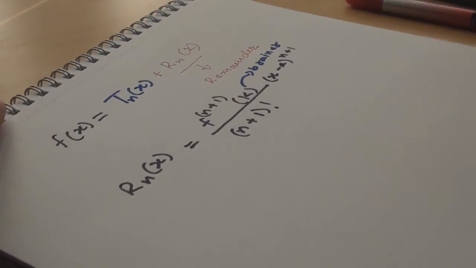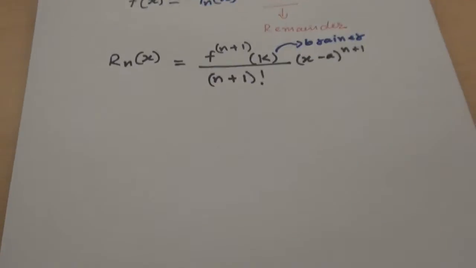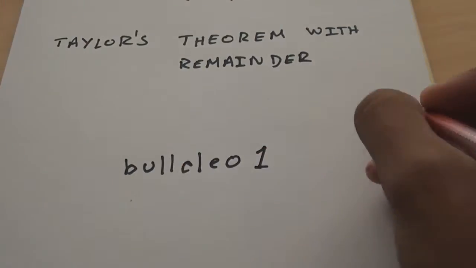This is a bit of a brainer, but a couple of example sums from your textbooks will make it clear. Or you can watch the video Taylor's theorem with remainder by Bull Cleo 1. Link is in the description below.